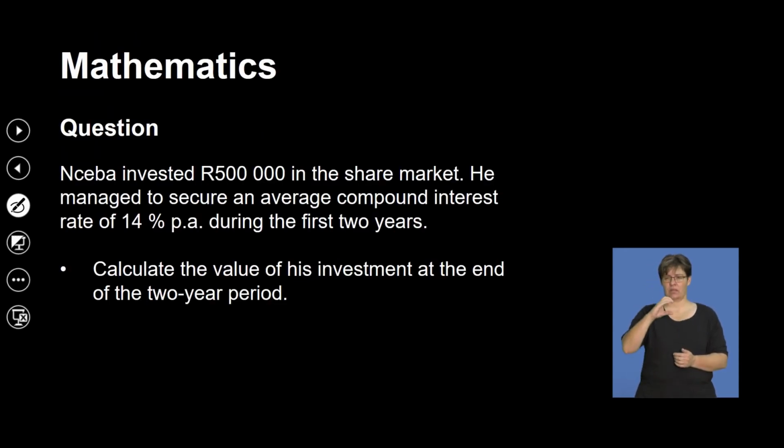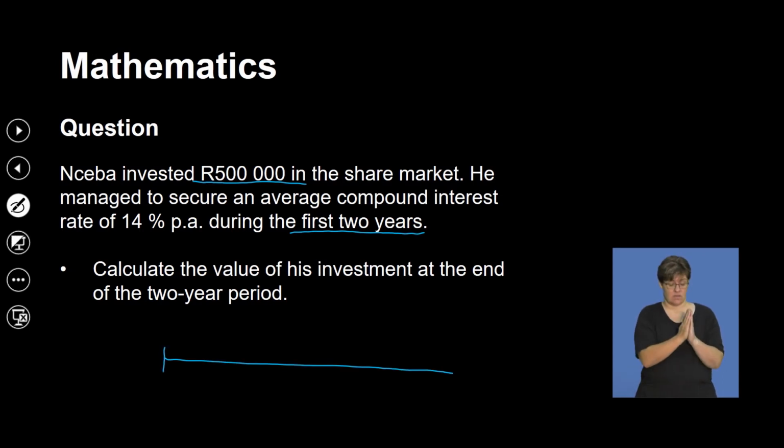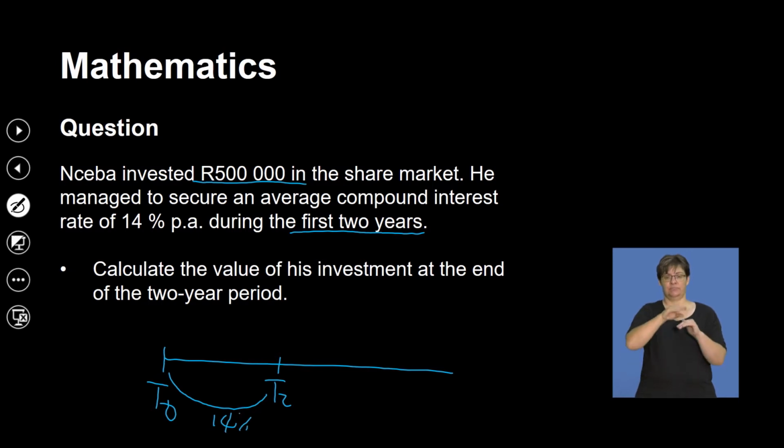Now, Nceba invested 500,000 in the share market, right? He managed to secure an average compound interest rate of 14% per annum during the first 2 years. So this is for 2 years, right? So it means for the duration of the investment, which we do not really know, the first 2 years, Nceba accumulated an interest rate of 14%, which was given to him on compound interest. Calculate the value of his investment at the end of the 2-year period.